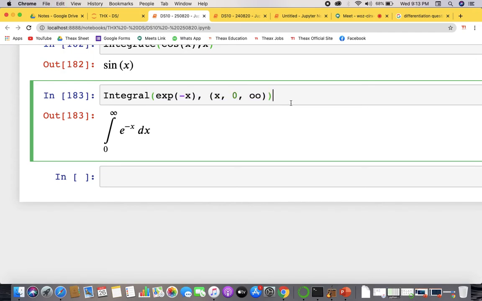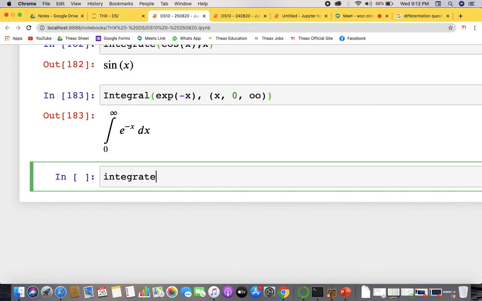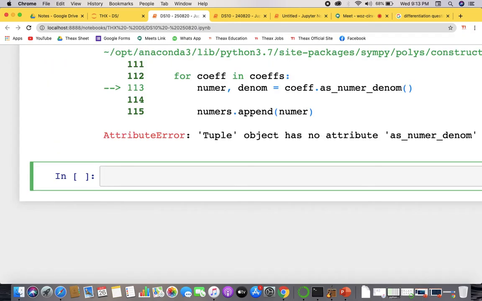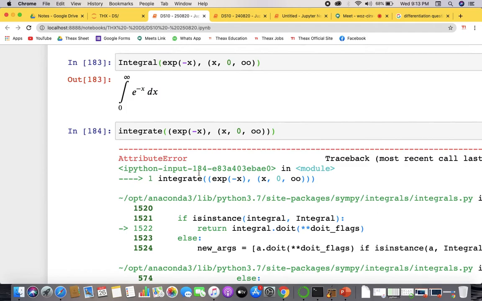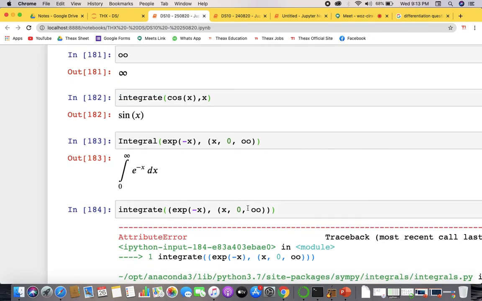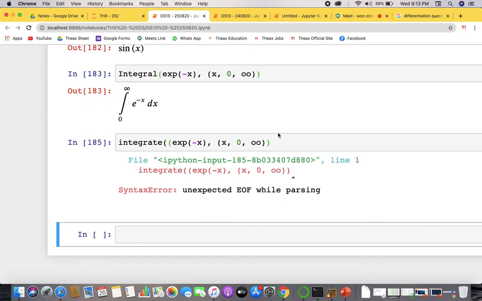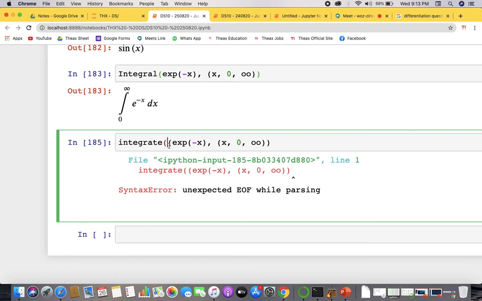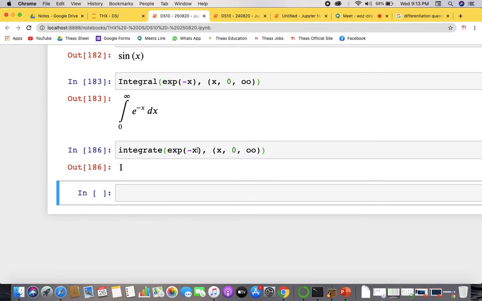sorry, we have to write it as that we want to integrate this equation. Integrate exponentiation of minus x from 0 to infinite. That is an error. Okay, cool. So the value is to be 1, right? So integrating up with some reference to it. Fine. This is how we do.